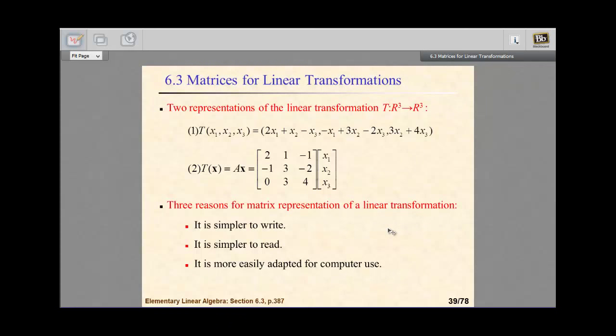Matrix of a linear transformation. To represent a transformation as a matrix, if a transformation is given like 2x1 plus x2 minus x3, we can write the coefficients here. Then for the second, we write the coefficients here. Then lastly 3x2 plus 4x3. So we can write it from here and solve. What are the benefits? There are three reasons for matrix representation of a linear transformation: it is simple to write, it is simple to read, and it is easy to adapt.